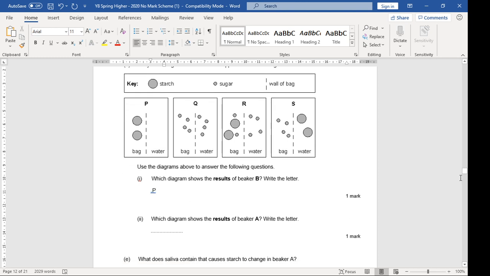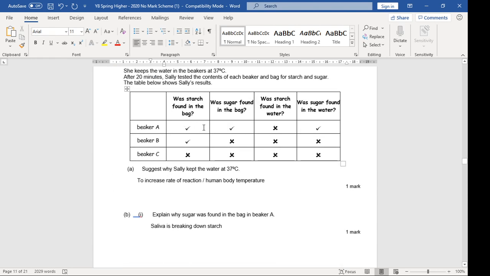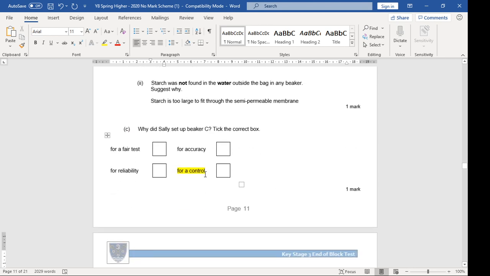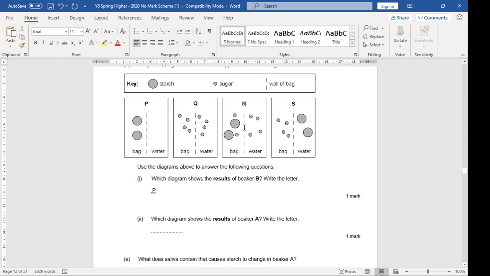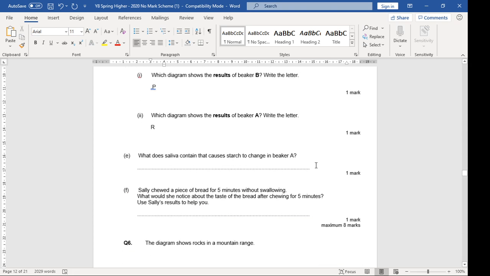Which diagram shows the results of beaker A? Beaker A had starch and it had sugar. If we have a look at the results, we get starch in the bag, sugar in the bag, and sugar in the water. What does saliva contain that causes the starch to change in beaker A? We could call it an enzyme, more particularly it's the enzyme amylase.